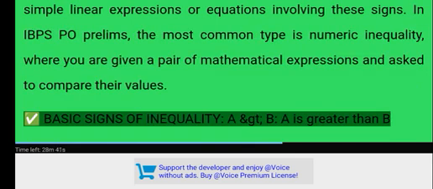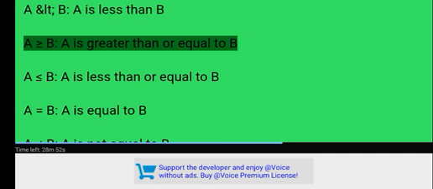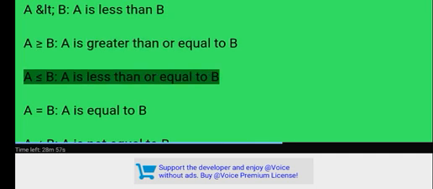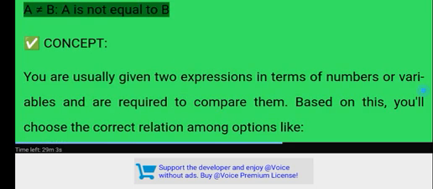Basic signs of inequality. A > B: A is greater than B. A < B: A is less than B. A ≥ B: A is greater than or equal to B. A ≤ B: A is less than or equal to B. A = B: A is equal to B. A ≠ B: A is not equal to B.